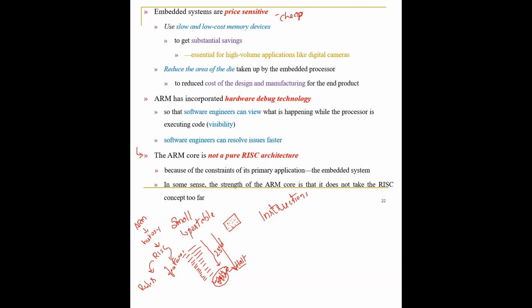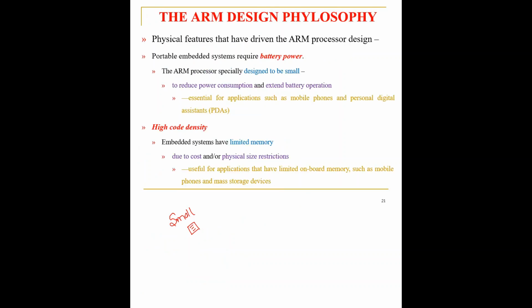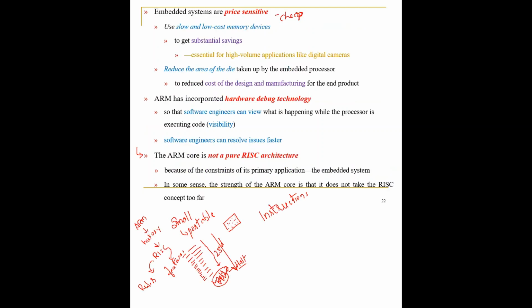So these are the basic features you can see in your RISC design philosophy. The first one is battery power. The second one is high core density. The third one is price sensitivity. The fourth one is die size. The fifth one is hardware debug technology. The last one, to say, the ARM core is not a pure RISC architecture. The ARM processor follows 90% of the RISC design philosophy, but not completely. So these are the features.